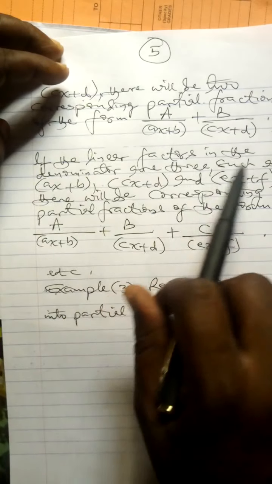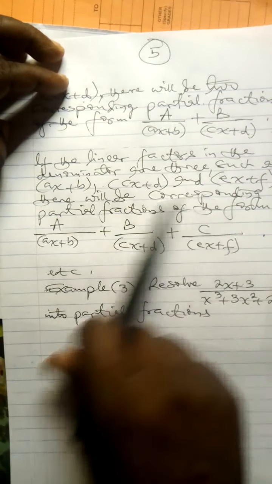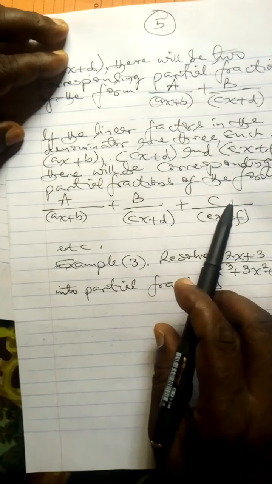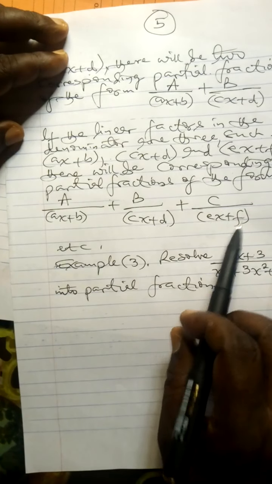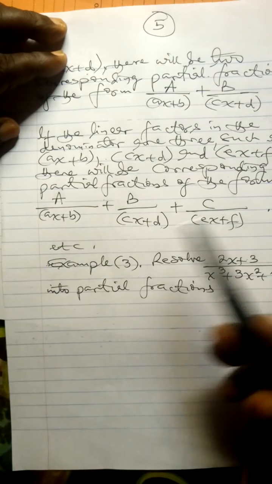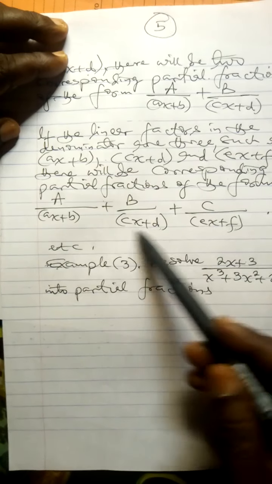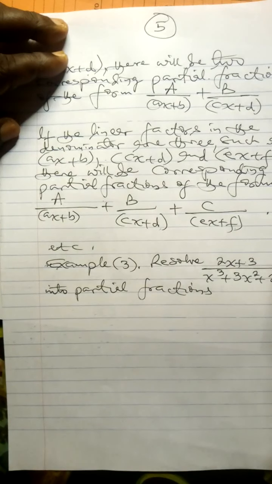If the linear factors in the denominator are 3, such as ax plus b, cx plus d, and ex plus f, there will be corresponding partial fractions of the form A over ax plus b plus B over cx plus d plus C over ex plus f, and so on like that. It means if you have 4 linear factors in the denominator, you also have up to D over, and so on like that.